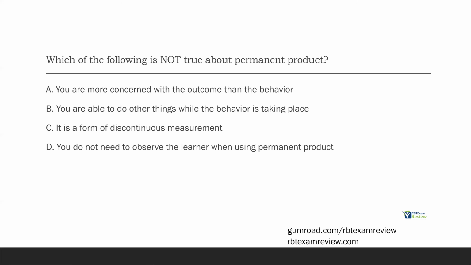However, C isn't true. This looks like our best answer, but we don't just stop and move on. We read all of our answer choices. So D, you do not need to observe the learner when using permanent product. Again, that is true, right? We don't have to see the learner engage in the behavior to measure the product. Our answer here is going to be C. It is a form of discontinuous measurement. That is not true.